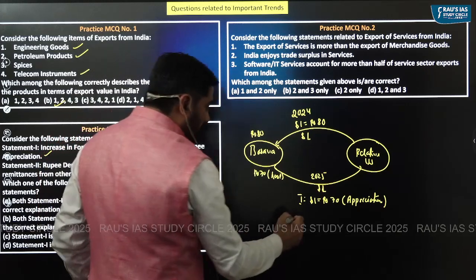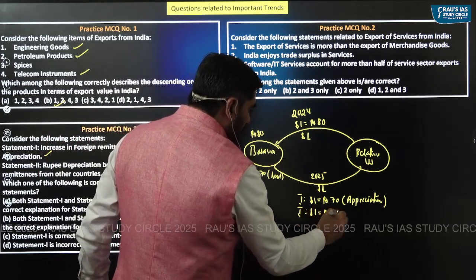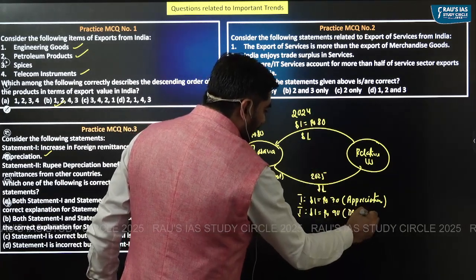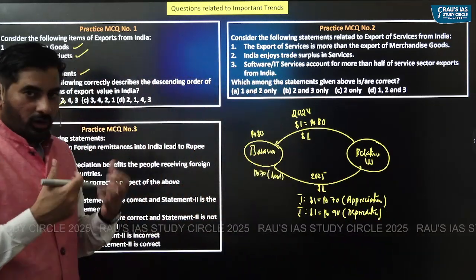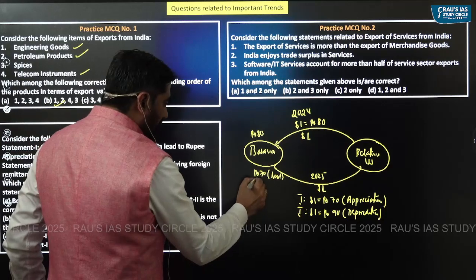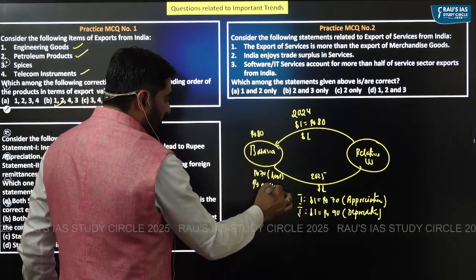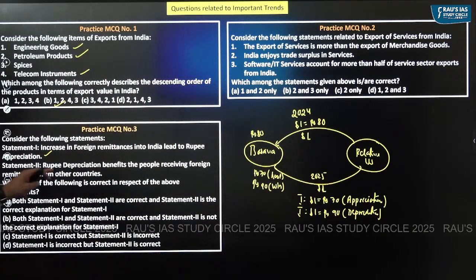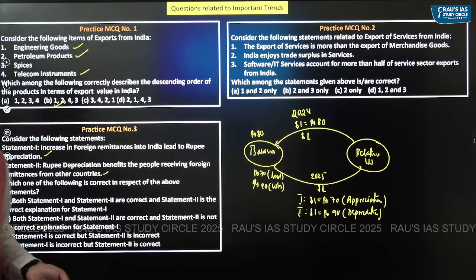On the contrary, if $1 becomes equal to 90, this is an example of depreciation. So when I convert dollar into rupees, I am going to get 90 rupees as compared to 80 rupees which I used to get before. So I'm going to get benefited. So rupee depreciation will obviously benefit the people receiving foreign remittances from other countries.